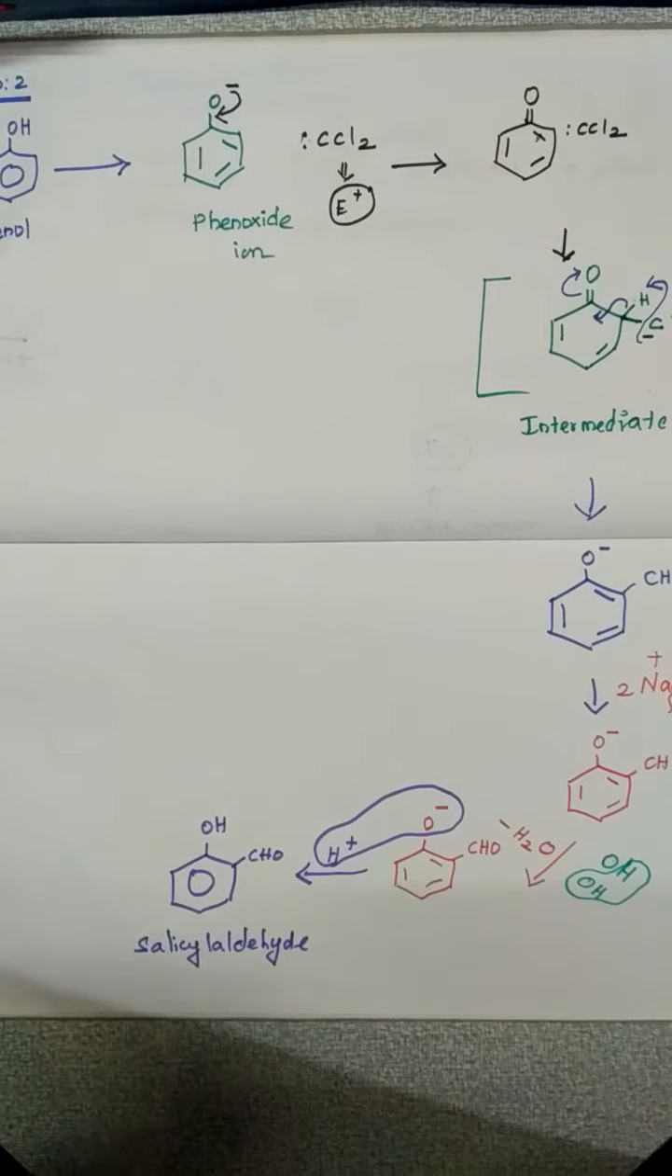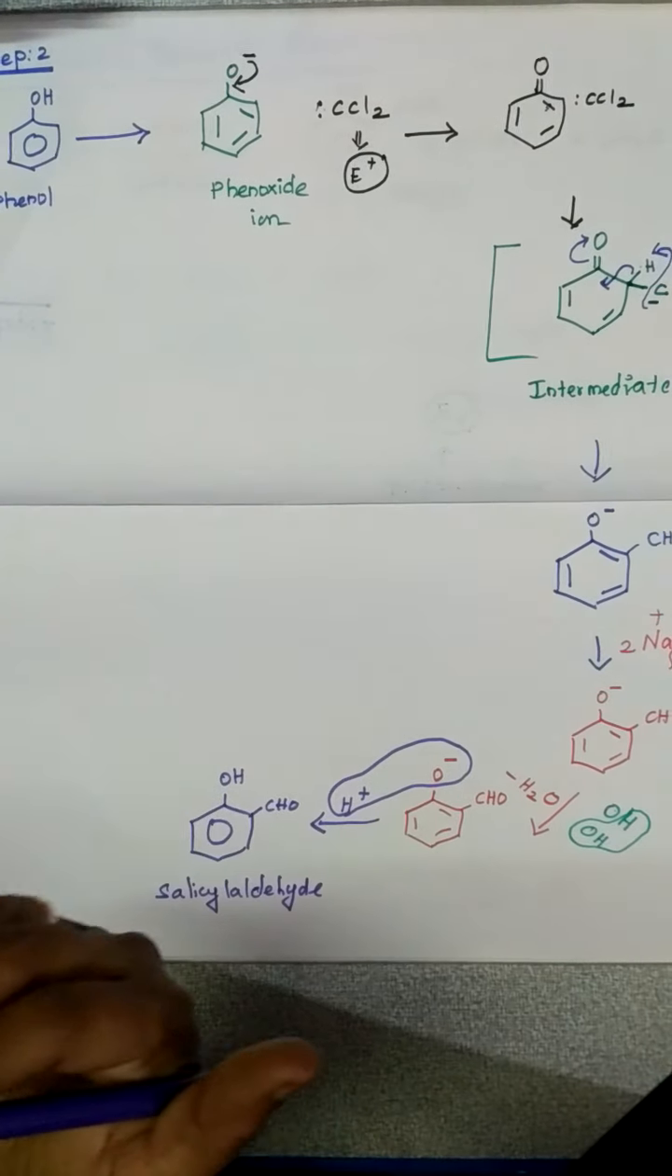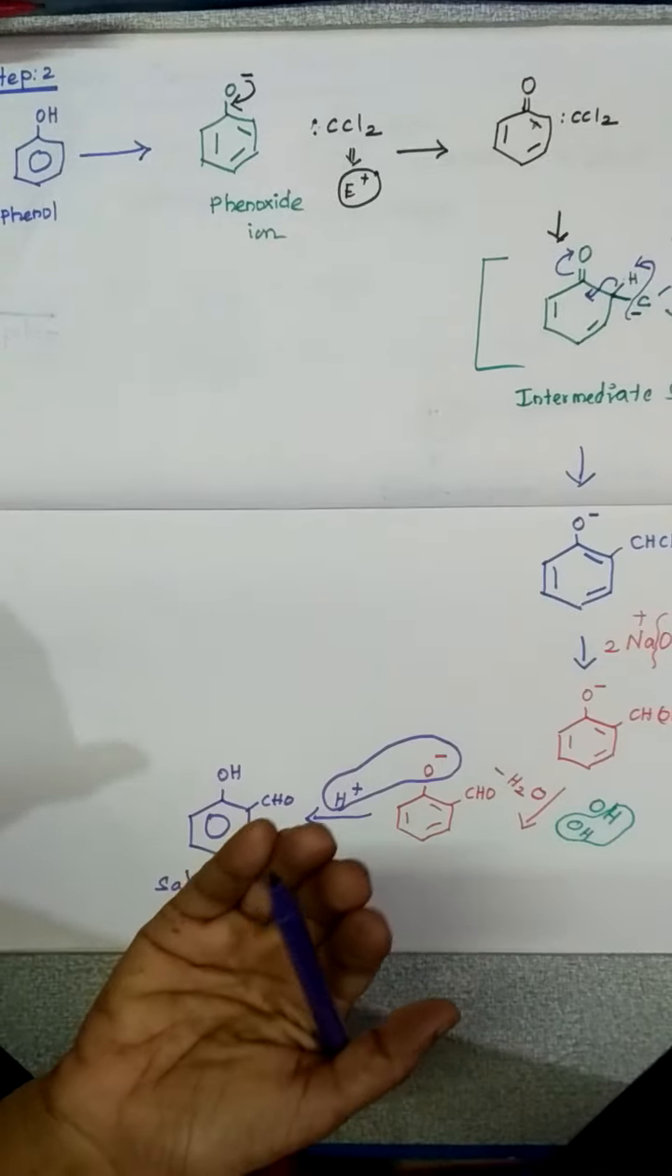Reimer-Tiemann reaction: phenol with chloroform and sodium hydroxide, salicylaldehyde is formed.